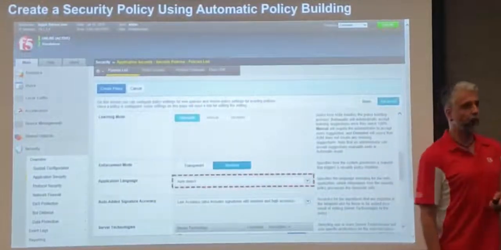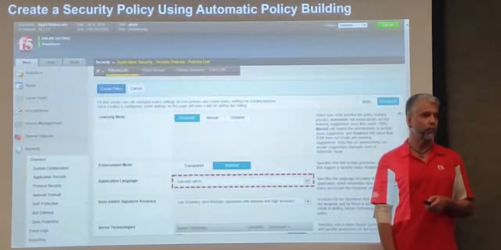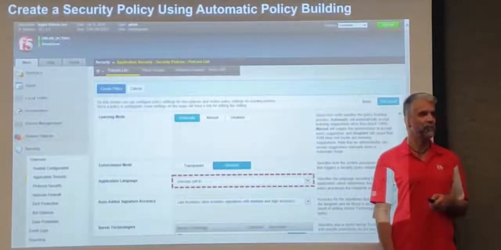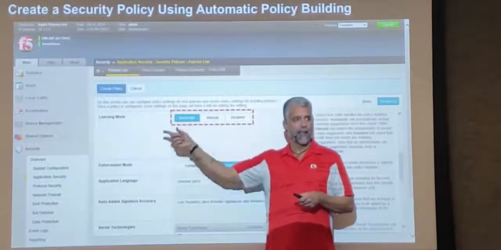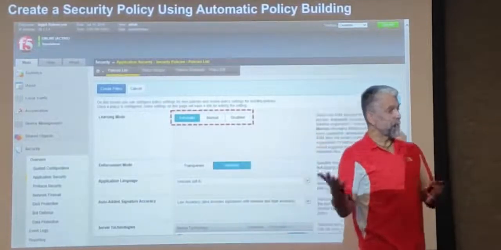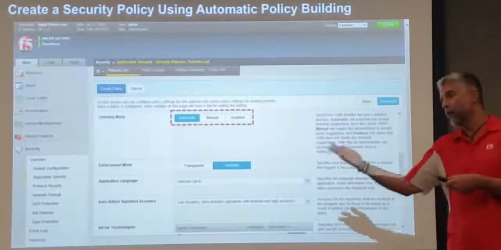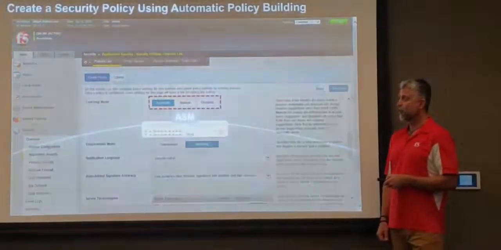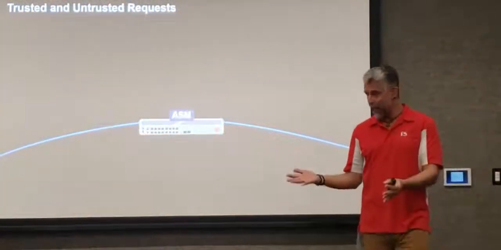Just do the same thing rapid deployment does. Change the language from auto-detect to Unicode. As long as I know that's what it is, that's what most applications are, and notice what happens now: these become enabled. So if I wanted, I could use comprehensive and still use manual mode. Or I could stay with the automatic mode. So that's how we created our security policy using automatic.